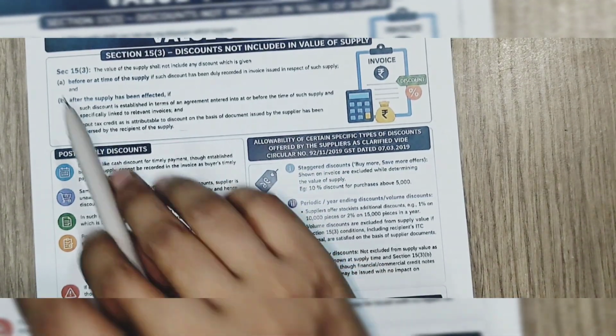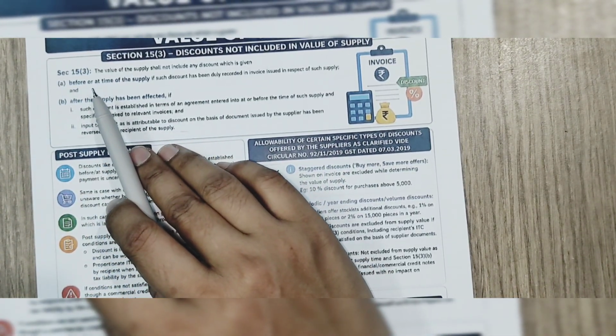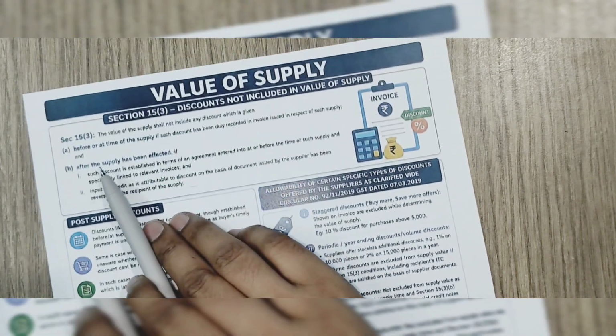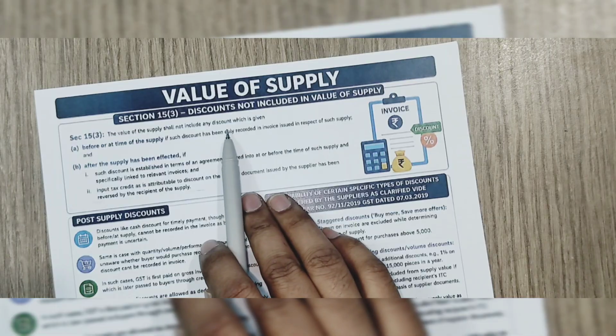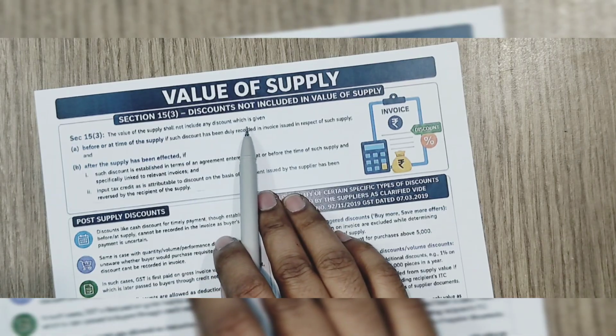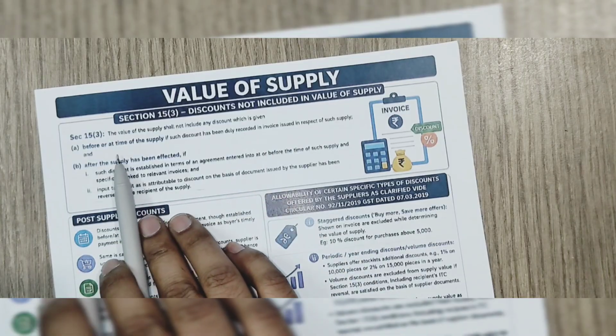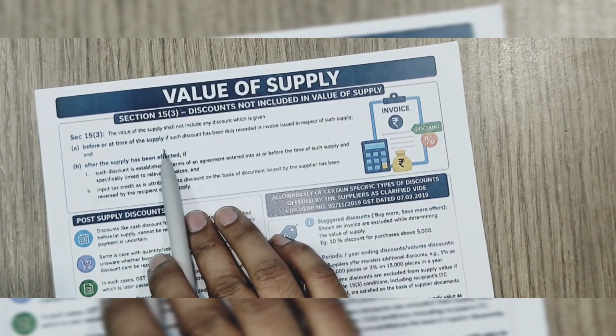Now, what does Section 15 subsection 3 say? Section 15 subsection 3 says the value of supply shall not include any discount which is given before or at the time of supply.